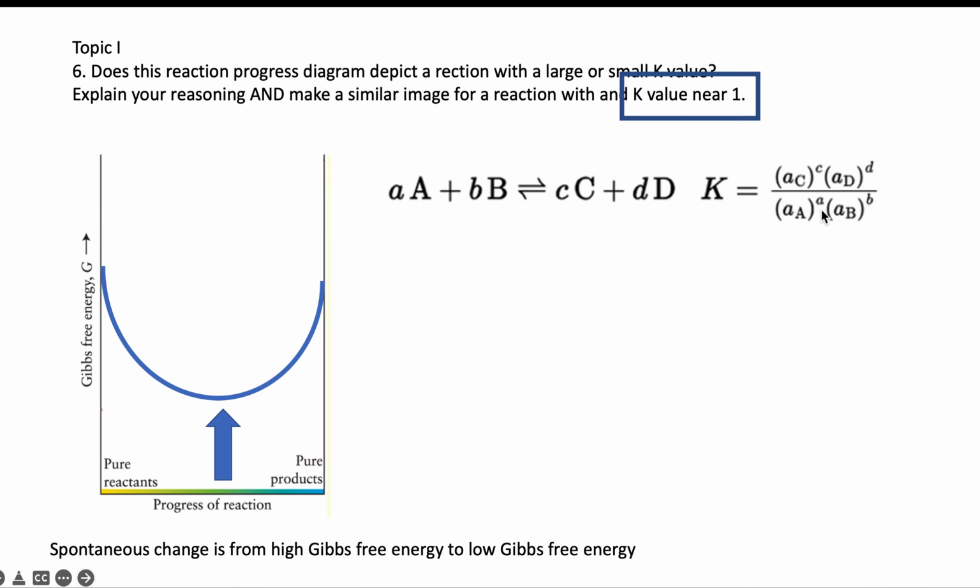If I'm thinking for a value near 1, I'm thinking that that would say that I have, within my composition, a more even mix for when I have products minus reactants, when I look at it within the resulting K expression. And so I would draw a picture that might be more along these lines.